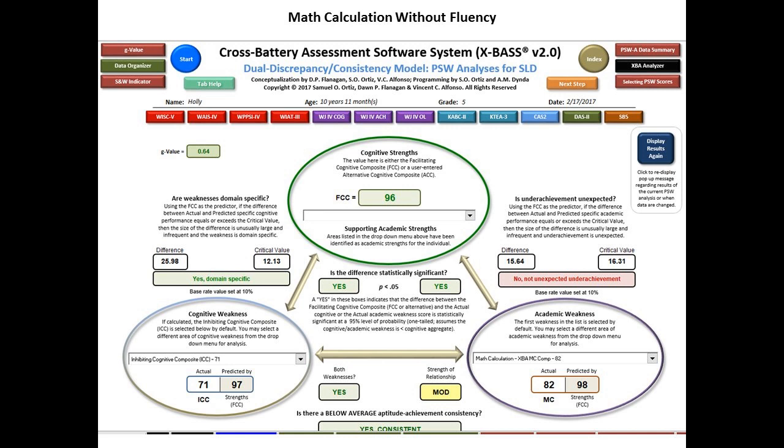The consistency, however, between the areas that make up the inhibiting cognitive composite, which are your memory areas, and math calculation, yes, that's consistent. They're both weaknesses, the 71 and the 82, both weaknesses, and the strength of the relationship between these memory areas and math calculation is moderate. So that's a consistent relationship. However, we don't have the criterion of unexpected underachievement. Well, let's continue to do more analysis.